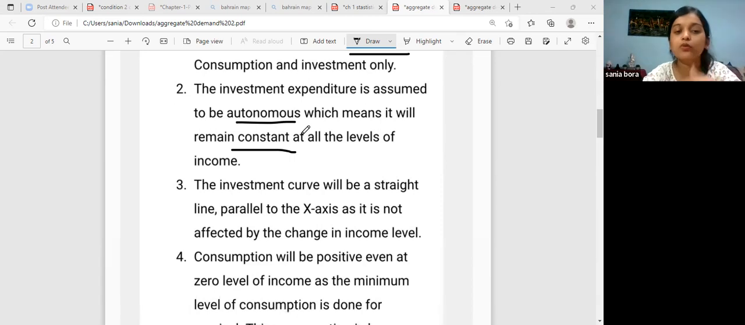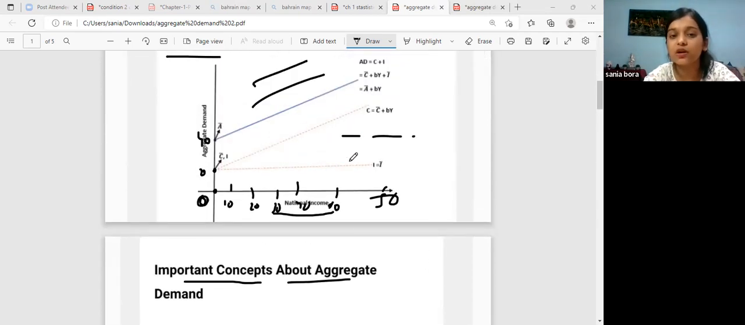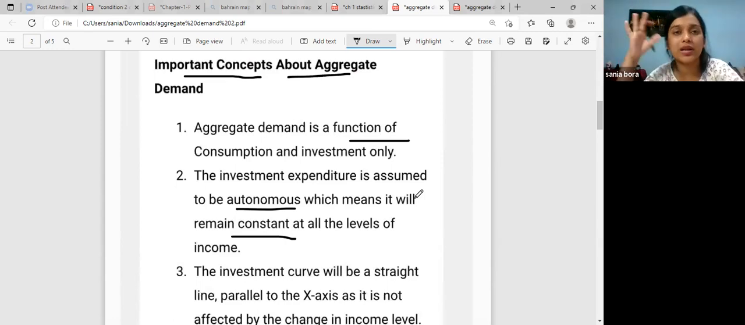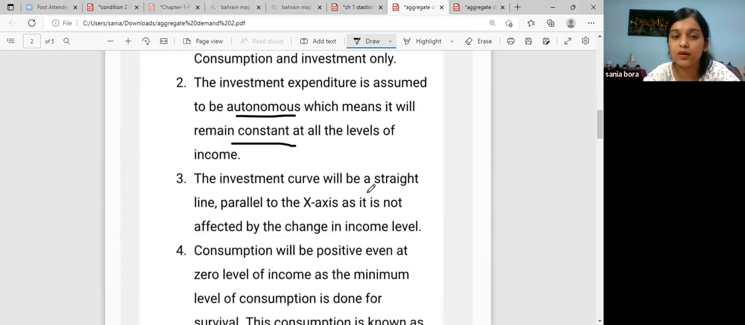Okay. Now, next thing: the investment curve will be a straight line parallel to the x-axis as it is not affected by change in level of income. So your investment curve will be a straight line parallel to the x-axis, because it is not affected by income. No matter whether you are earning more or less, your investment will remain the same.